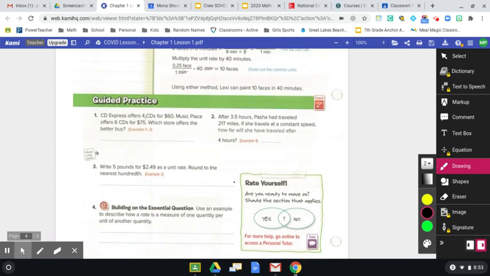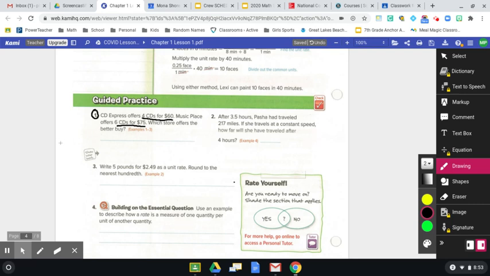And I would like to do number 1 with you here in the guided practice. So it says CD Express offers 4 CDs for $60. And then Music Place offers 6 CDs for $75. Which store offers the better buy? So we want to see which of the stores we would want to go to that's going to give us the better deal.